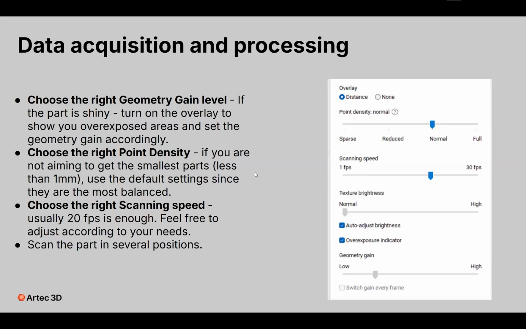This is the main scanning interface of Artec Studio. So what you need to set up before you start scanning: the point density, the upper slider. The default value is normal, which is something that we advise for most of the applications. It provides an ideal balance between the project size on the hard disk and the data density.